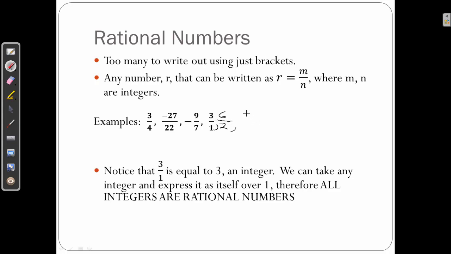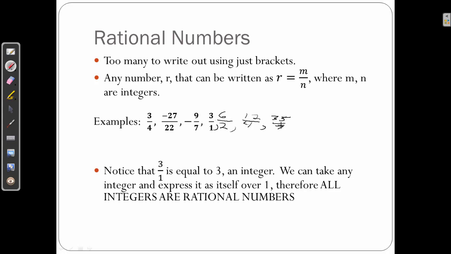Or 12 over 4 would also be 3. Or let's pick something besides 3. How about, let's do 5. 35 over 7 would be 5. All of those are fractions of integers indicating their numbers are rational numbers.